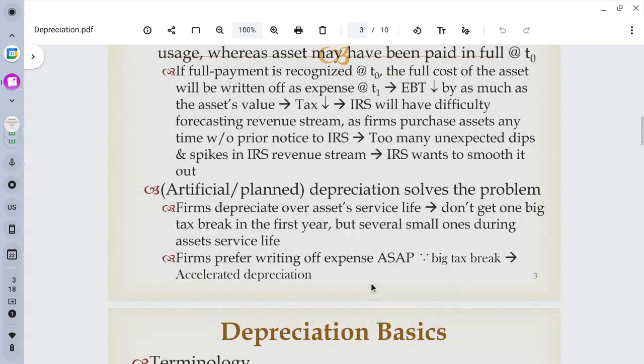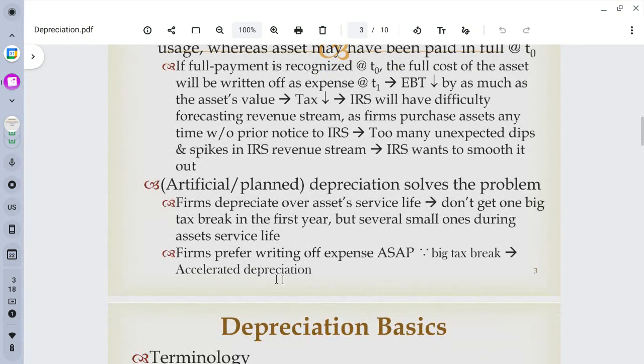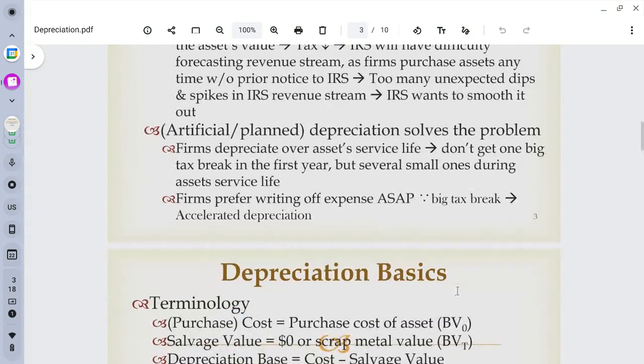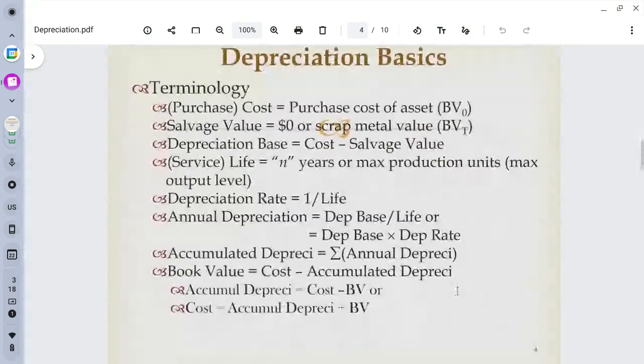So that will lead to accelerated depreciation, because in depreciation, there are two large categories of techniques. One is called straight line depreciation. The other one is accelerated depreciation. So here are some terminologies we need to take a look at.